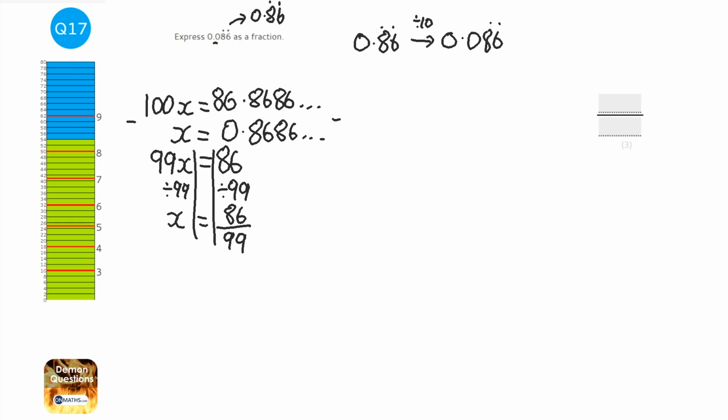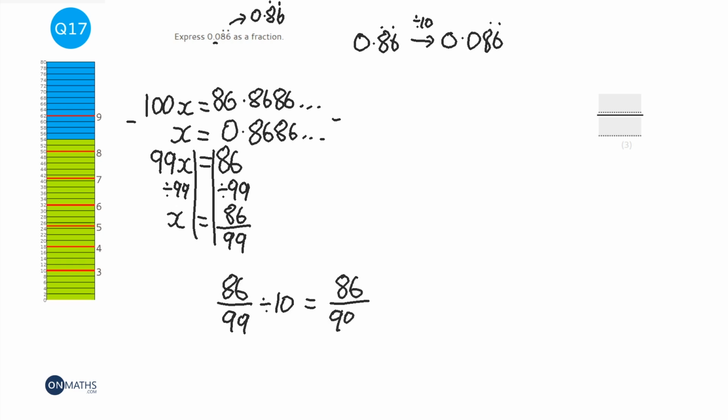So what I want to do is I want to do 86 over 99 divided by 10. Now the way I can do that is just times the bottom of the fraction by 10, and that's the same as dividing it by 10. And we should write 0.086 recurring equals, to show the examiner that that's what we're doing.